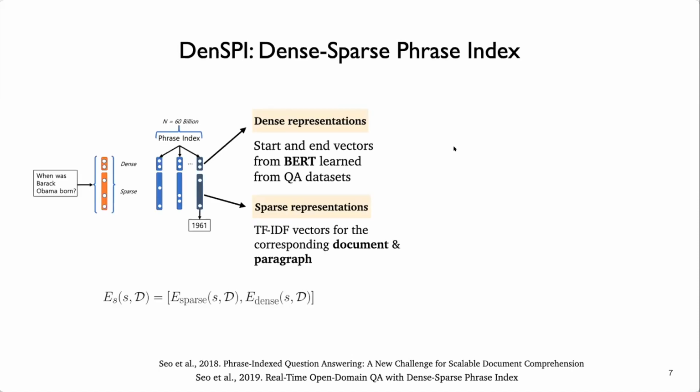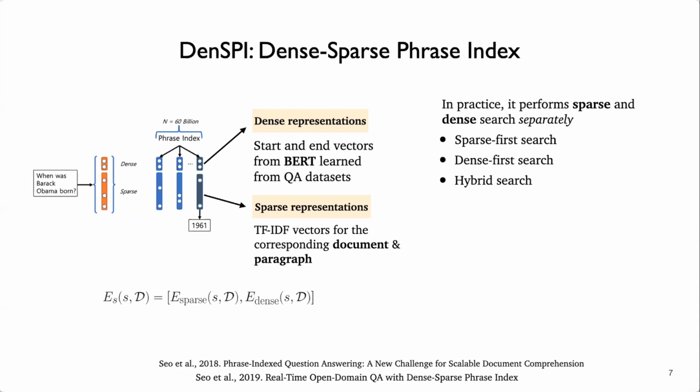However, the way they built DenSPI at that time is that for every single phrase, they needed to build a dense representation as well as a sparse representation. The dense representations are the vectors learned from the BERT encoders, and the sparse representations are the traditional TF-IDF vectors for the corresponding document and paragraph. So they needed to concatenate both the sparse and the dense representation to represent every single phrase. But you cannot really parallelize the sparse and dense search, so in practice they do both searches separately. And they also developed several strategies to tackle this problem.